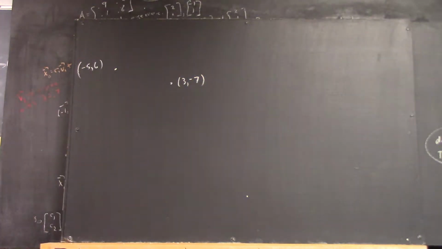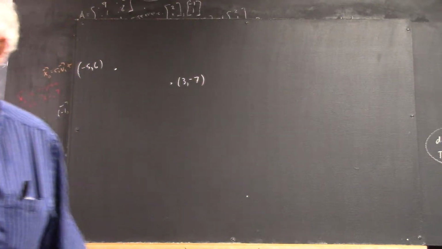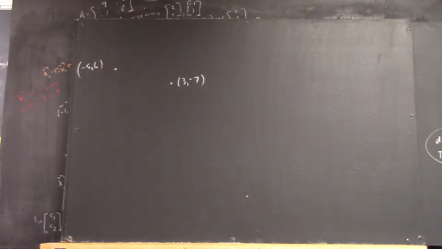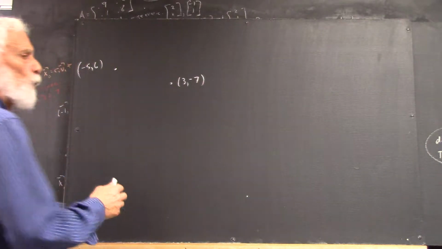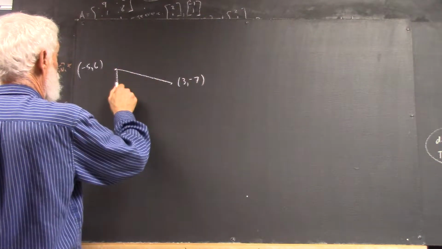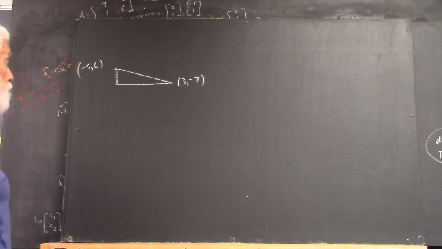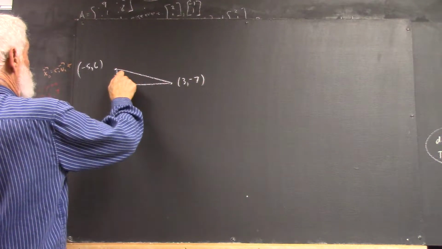-5, 6, 3, -7. Now it helps if you go ahead and draw your X and Y axes and scale it. Okay, I'm not going to take the time to do that because I don't really need it to draw the triangle. There are two possible triangles.